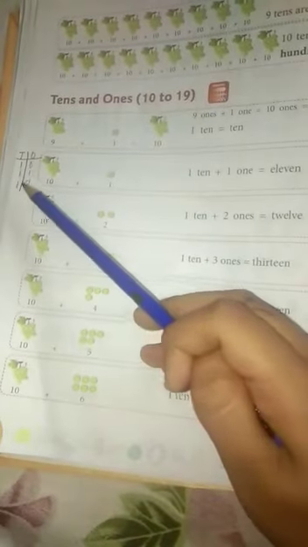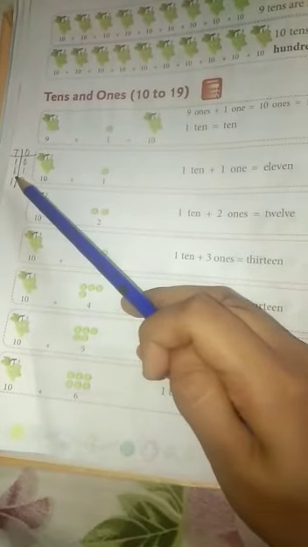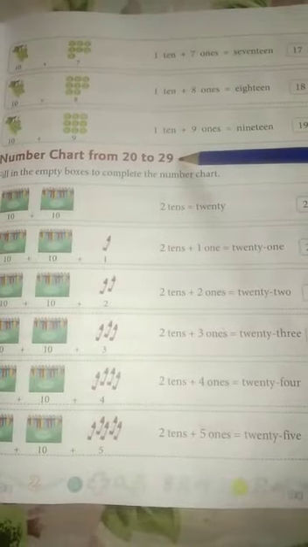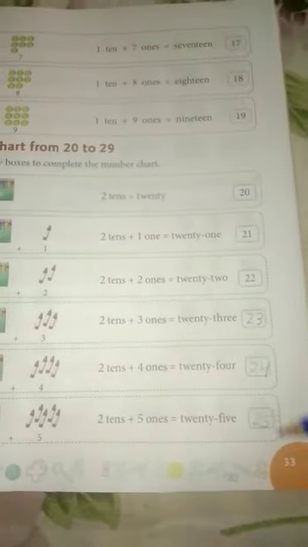Similarly, 11 is also a two-digit number. It is written in the tens and ones column. It has 1 ten and 1 one. Now you can read tens and ones 10 to 19. Next is number chart. Now you can do this number chart in your book, page number 33 to 41 in your math book.